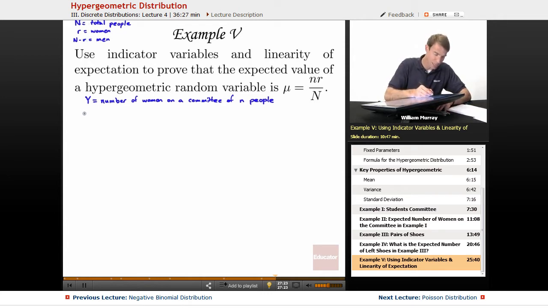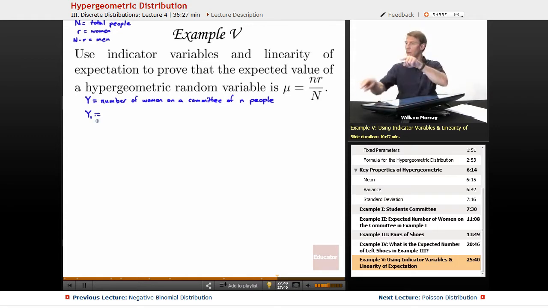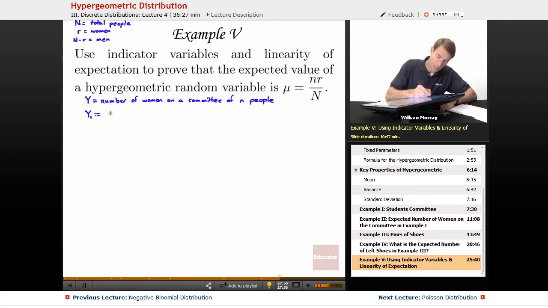Now, there's a very clever way to do this, which is to set up indicator variables. Let me show you what I mean. Let me define Y1. By definition, it is an indicator variable. Let's consider that we're going to pick these people to be on our committee one by one. So we look around the room and say, I want you, you, you, you, and you to be on the committee. Y1 is going to be an indicator variable that tells us whether the first person on that committee is a woman or not.